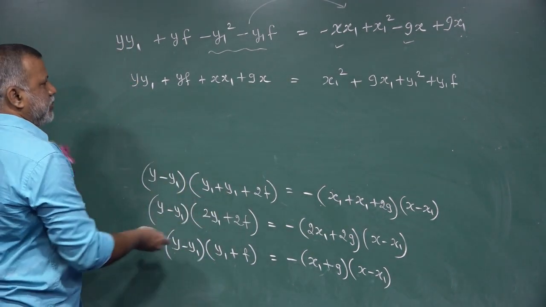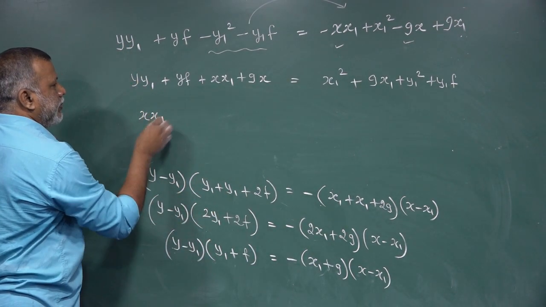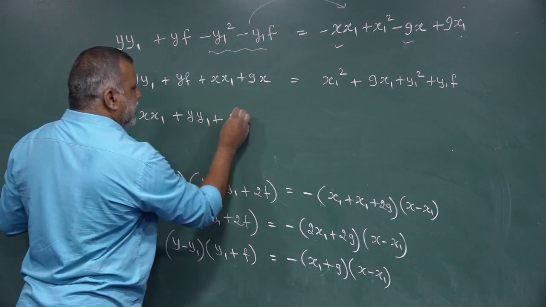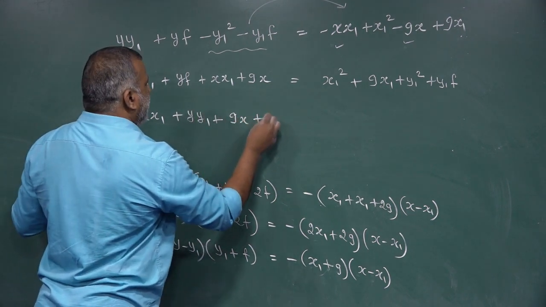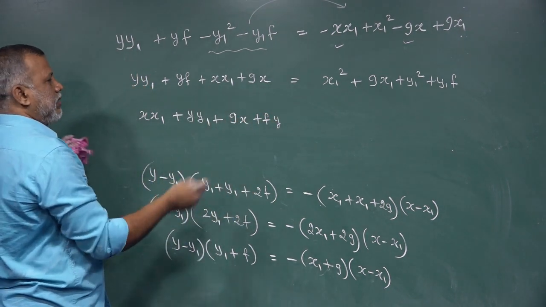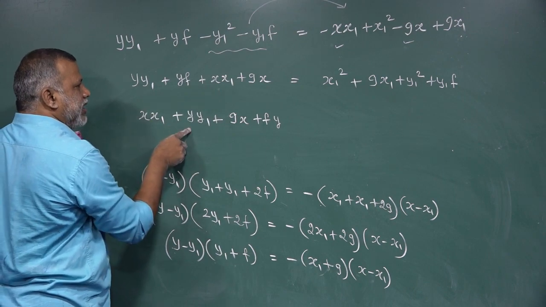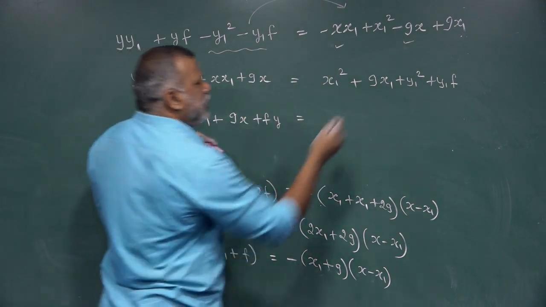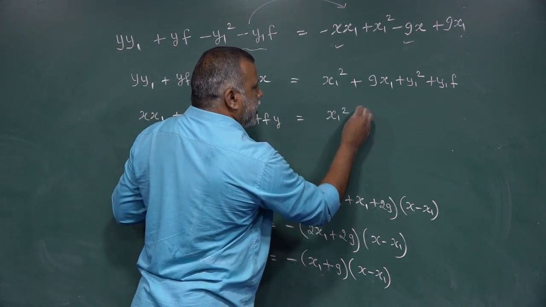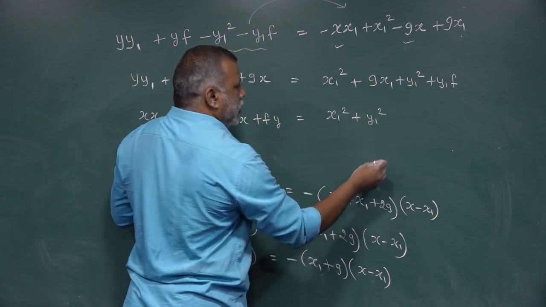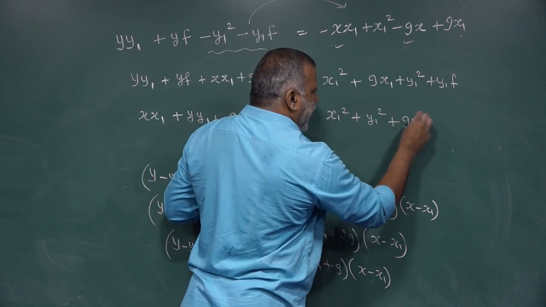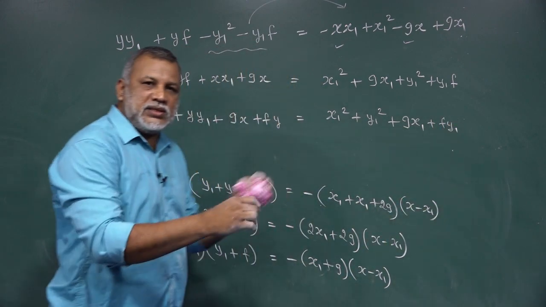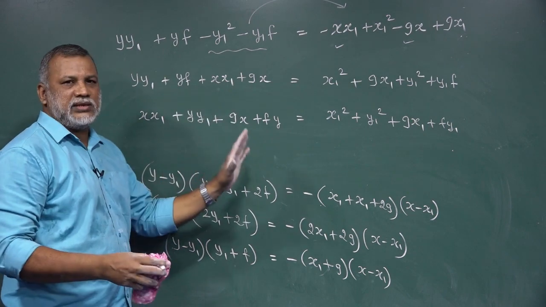So I can rearrange this one: xx1 plus yy1 plus gx plus fy. So rearranging, that's all. xx1 the first, yy1 the second, gx, fy equal to, in the same way on your RHS side, x1 squared plus y1 squared plus gx1 plus fy1. So this is the formation, we are just rearranging, that's all.